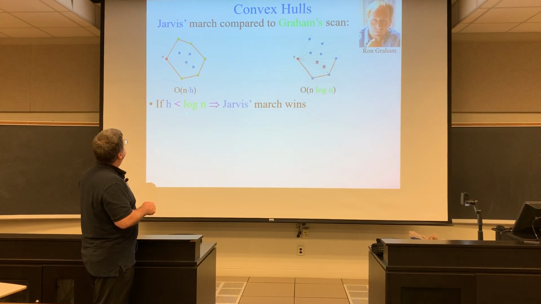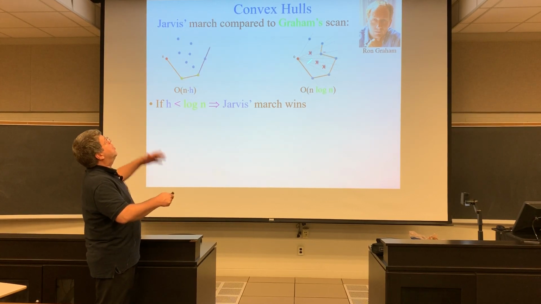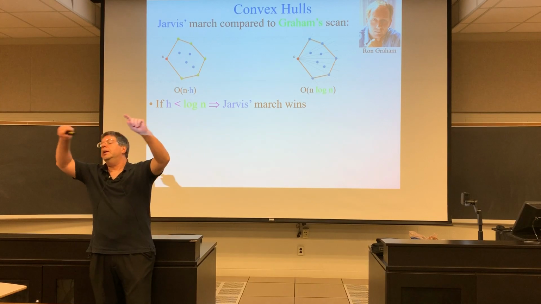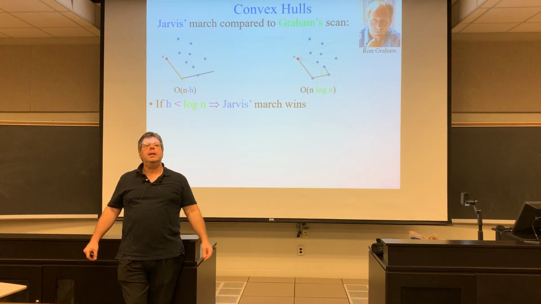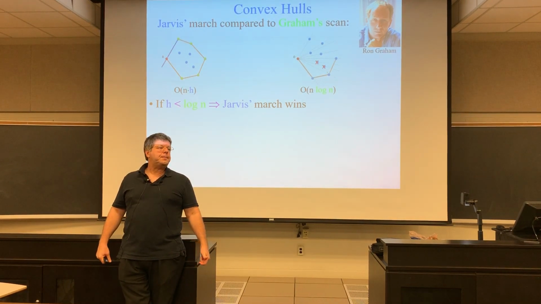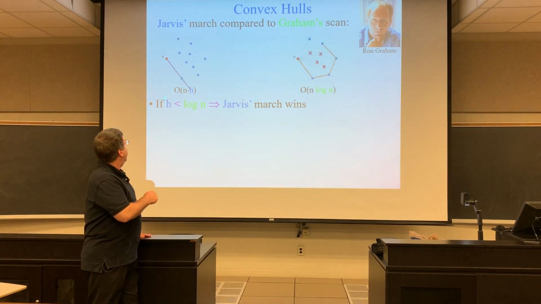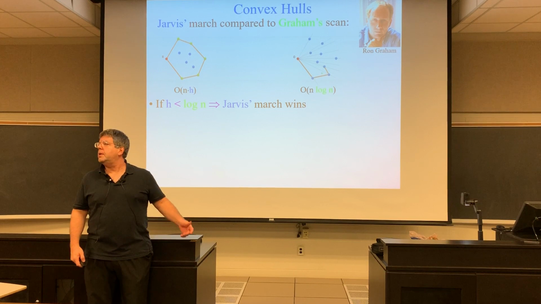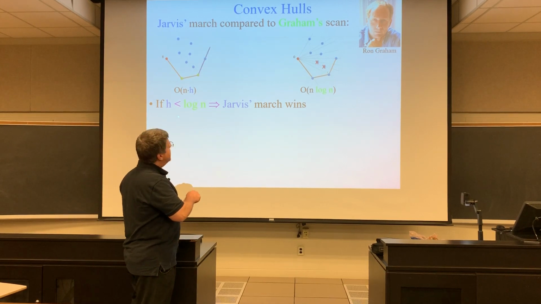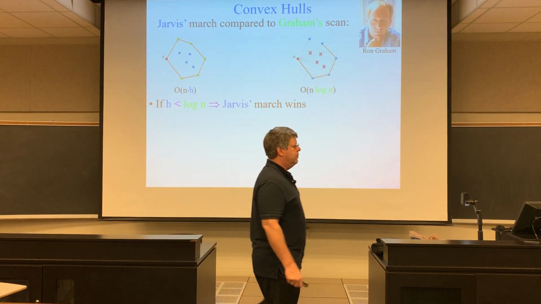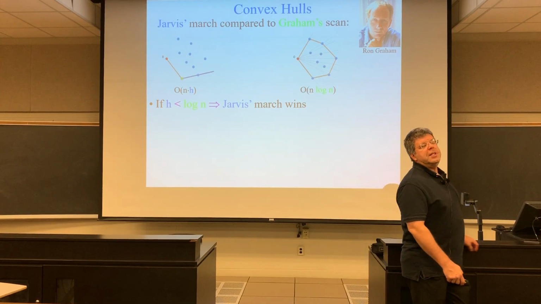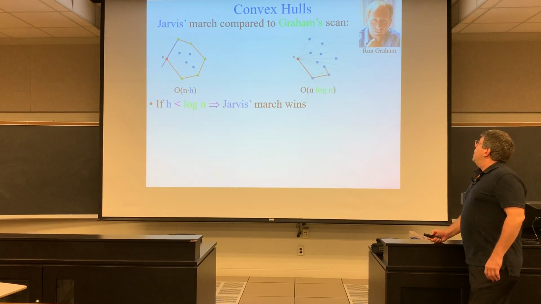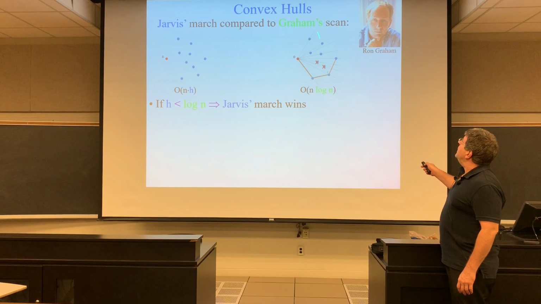On the other hand, if the size of a convex hull is almost all the points, if they all say lie on the periphery of a circle, all of them will be in the convex hull. And then n times h will be quadratic because h is linear. The time for running Jarvis's march is n times h. N times linear is quadratic if h is as large as n. So in that case, n log n is better, and you use Graham scan.